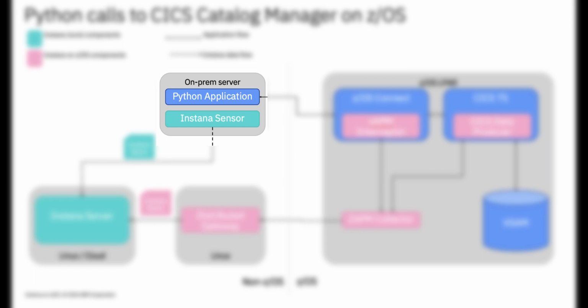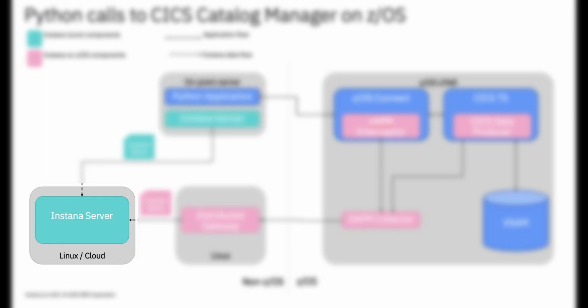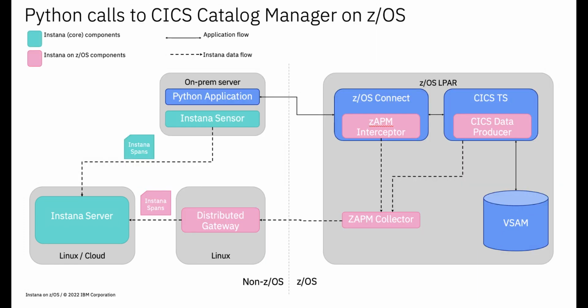On the server with the Python application, I've set up the Instana agent that will be instrumenting the Python application and reporting data to the Instana backend. The agent will be putting transaction tracing headers into the application traffic going towards the mainframe, and those headers will later be detected by the zAPM Interceptor on the IBM Z side. This allows transaction data to come back to the Instana central server. So let's see how it works.